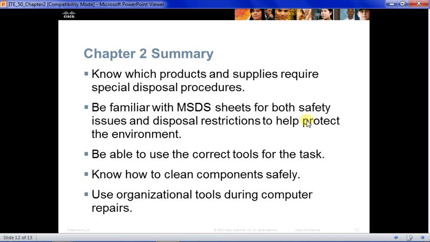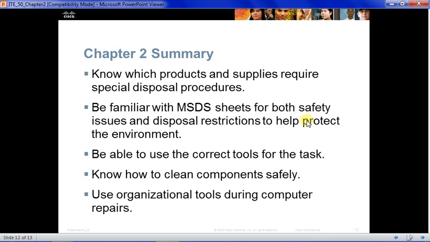Be able to use the correct tools for the task. Know how to clean components safely. Remember that computers should be unplugged. Use a soft, lint-free rag to wipe the computer parts down, and use compressed air. Make sure you keep your tools organized and you always put them away back in the case properly. Don't use your computer tools on other non-computer equipment. So keep your tools just for the computers. Always put them away. You don't want the metal parts touching each other in your toolbox. Sometimes they can become magnetized if you let that occur.